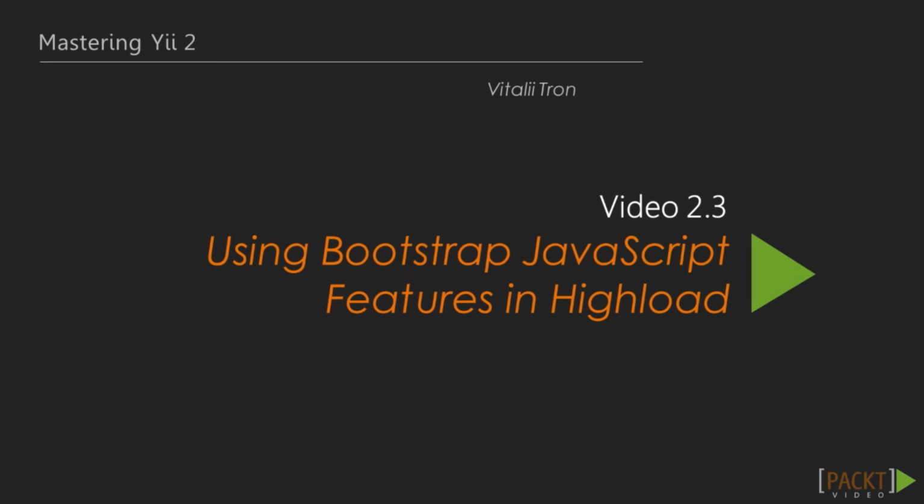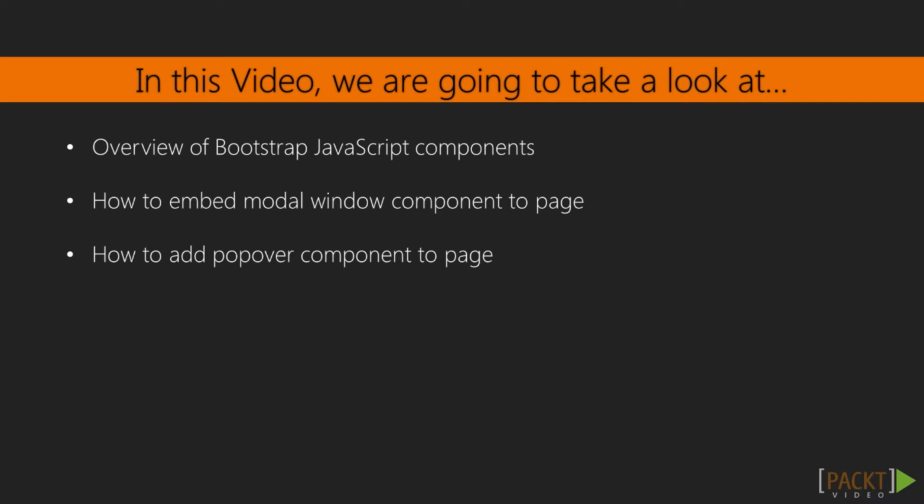In our last video, we learned how to add Bootstrap components to our application. Let's move on to the third video of this section, i.e. using Bootstrap JavaScript features in HighLoad. Twitter Bootstrap Framework contains some JavaScript features which drastically improve users' experience of the web page. You can embed these plugins with just some lines of code. In this video, we will look at JavaScript features. Then we'll try to embed Bootstrap Modal Window and Bootstrap Popover feature to our home page.